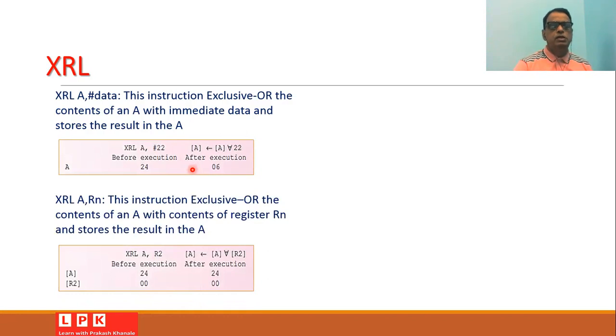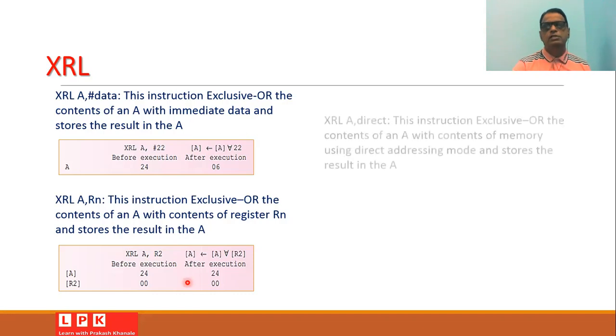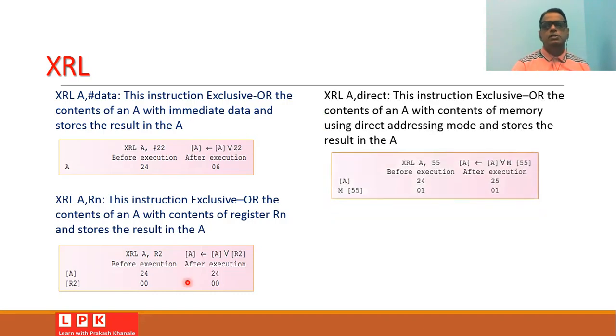Another form of this instruction is the exclusive OR XRL A comma RN, where the content of A is exclusive ORed with the content of the register. If we write XRL A comma R2, and A has 24, R2 has 00, then after the execution of this instruction, we will get A equal to 24 hexadecimal. Another form of this instruction is XRL A comma direct. If we write XRL A comma 55, then the content of accumulator is exclusive ORed with the content of memory location. And if memory location has 01, then after the execution of this instruction, we will get the result 25 in the accumulator.